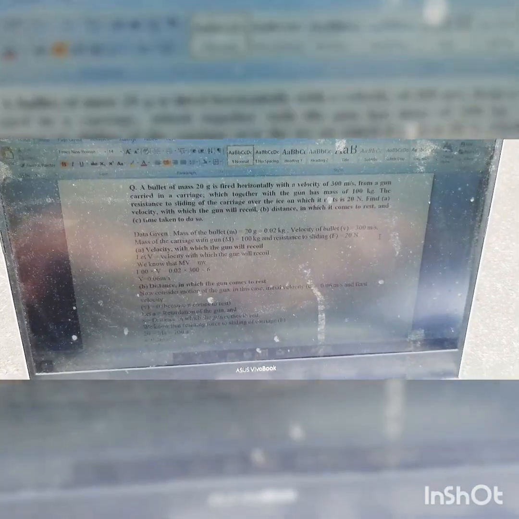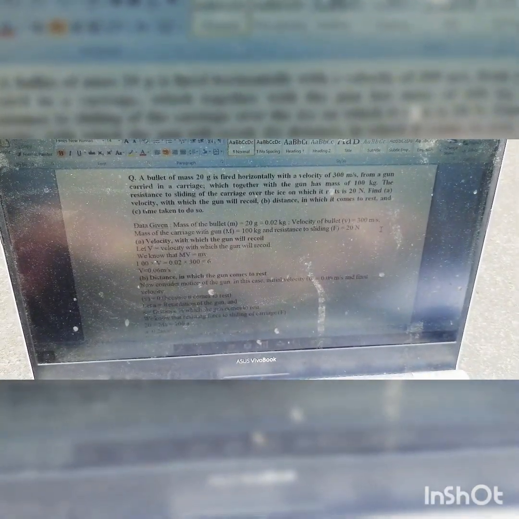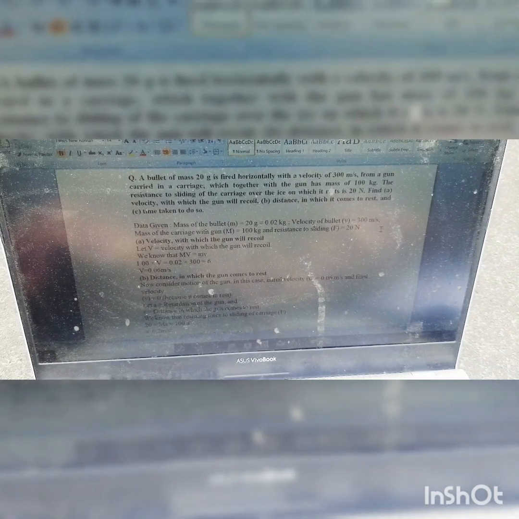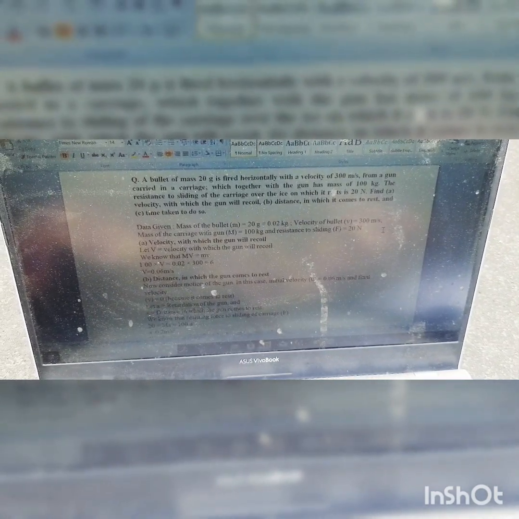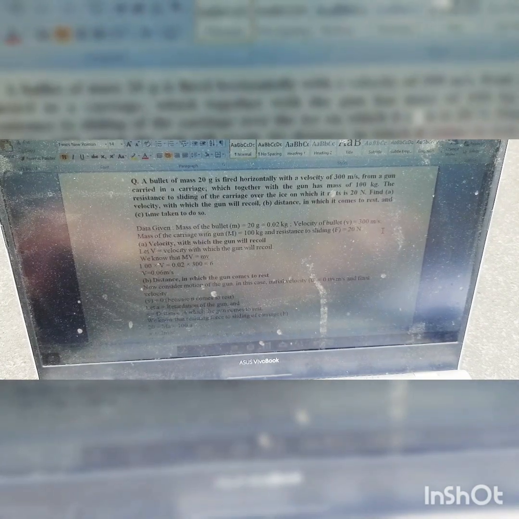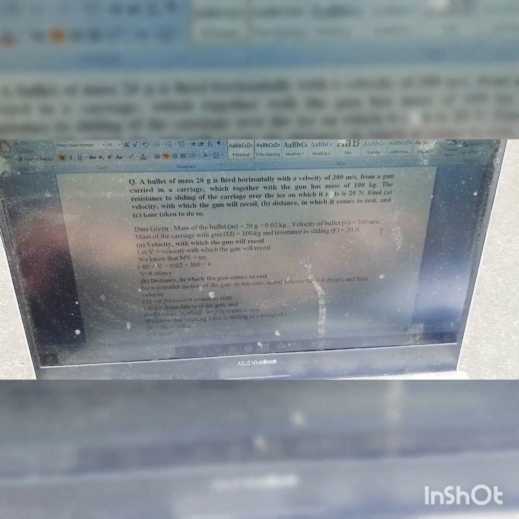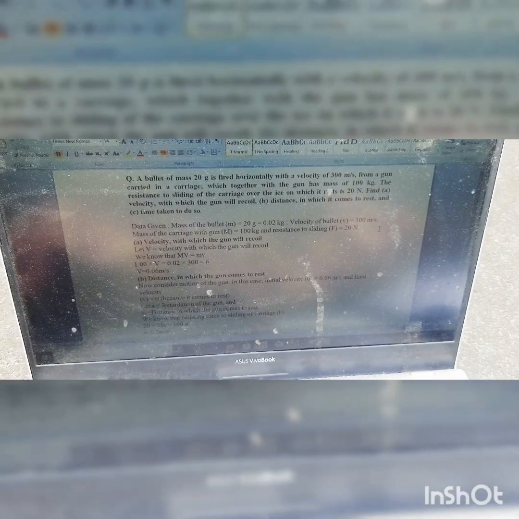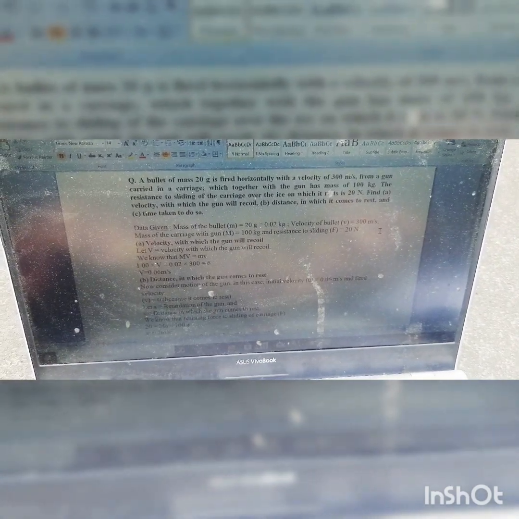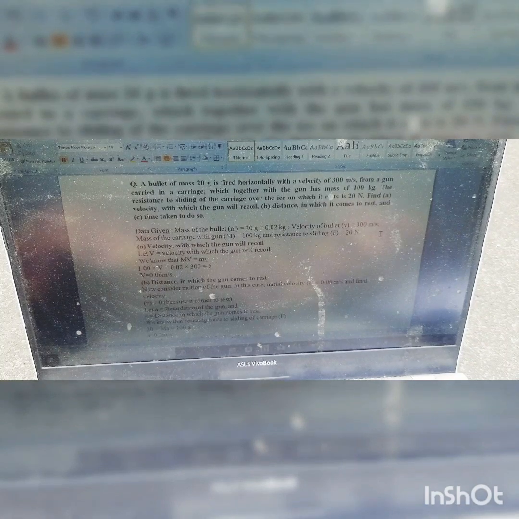So first we'll check the data. The mass of the bullet is 20 gram. We'll convert all this data into a single unit, so we'll convert it into kg, so 0.02 kg. Next, the velocity of the bullet is 300 meter per second. Next, the mass of the carrier with gun is 100 kg, and the resistance to sliding is 20 Newton.